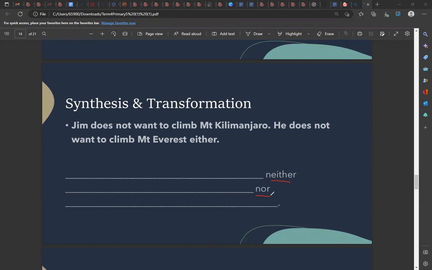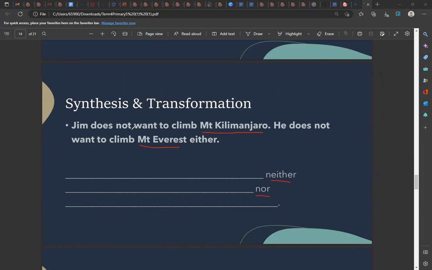Jim does not want to climb Mount Kilimanjaro. He does not want to climb Mount Everest either. The first thing we have to do is to identify the two options. So he doesn't want to climb this mountain, Mount Kilimanjaro, which is in Africa. He also does not want to climb Mount Everest, which is a mountain along the border of Nepal and Tibet.